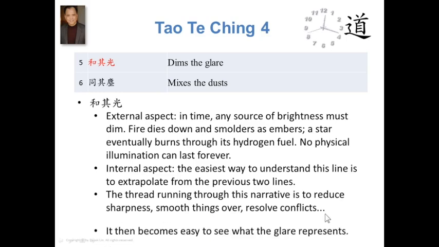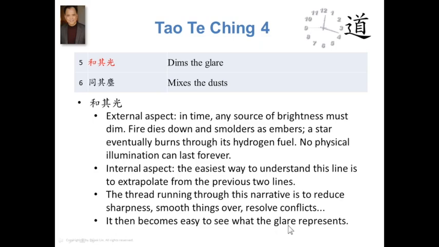So what about dim the glare? It becomes easy to see what the glare represents. The glare would be like conflict. It would be like sharpness. So we have to reduce sharpness, resolve conflict, and then dim the glare because of the following.